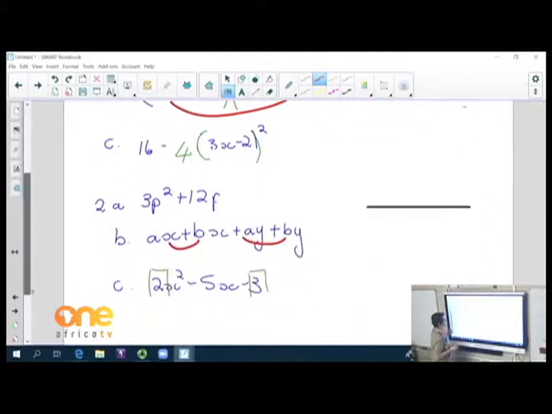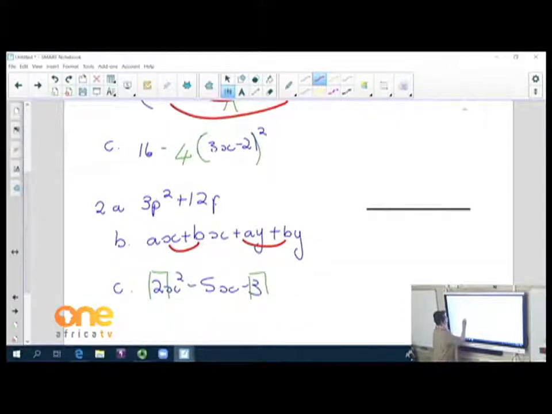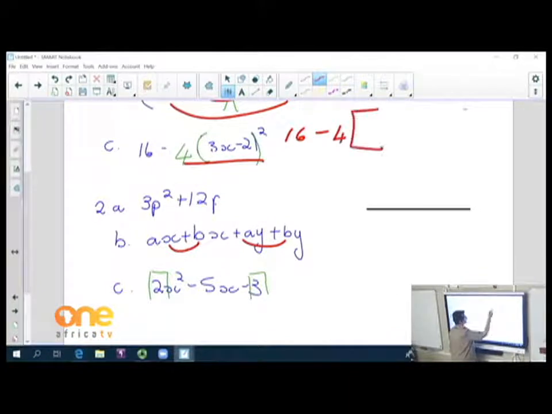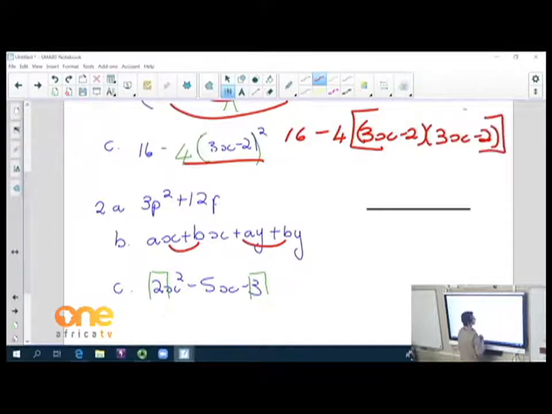Number C is quite a difficult one. This is one term. It's not 16 minus 4. You first have to do this calculation before we go back to the 16. So this is now going to be 16 minus 4. And I am first going to do this part here, 3x minus 2, rewrite it, times 3x minus 2, and you first do that calculation.